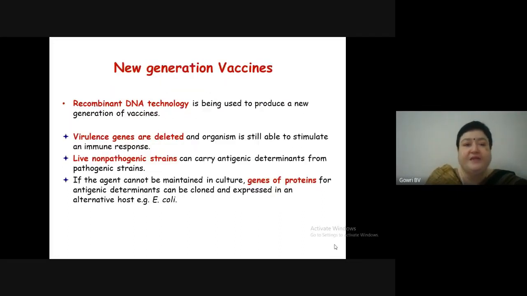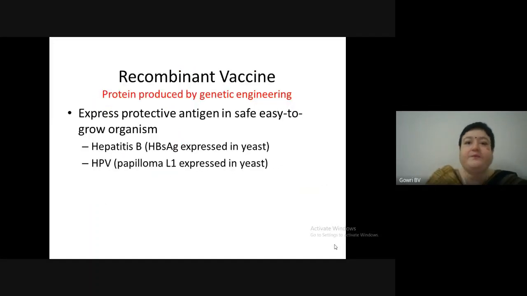So I repeat the slide, new generation vaccines. Recombinant DNA technology is being used to produce a new generation of vaccines. Virulence genes are deleted. An organism is still able to stimulate an immune response. Live non-pathogenic strains can carry antigenic determinants from pathogenic strains. If the agent cannot be maintained in culture, genes of proteins for the antigenic determinants can be cloned and expressed in an alternative host, for example, Escherichia coli.